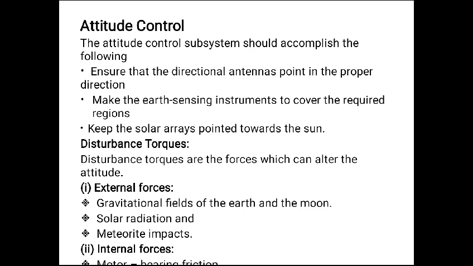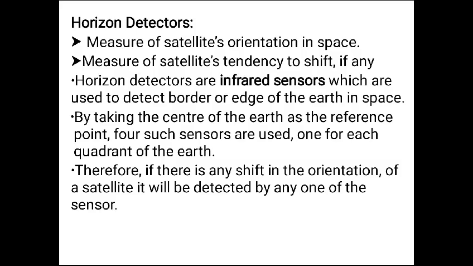Disturbance torques. Disturbance torques are the forces which can alter the attitude. External forces include the gravitational field of the earth and the moon, solar radiation and meteorite impact. There are also internal forces.